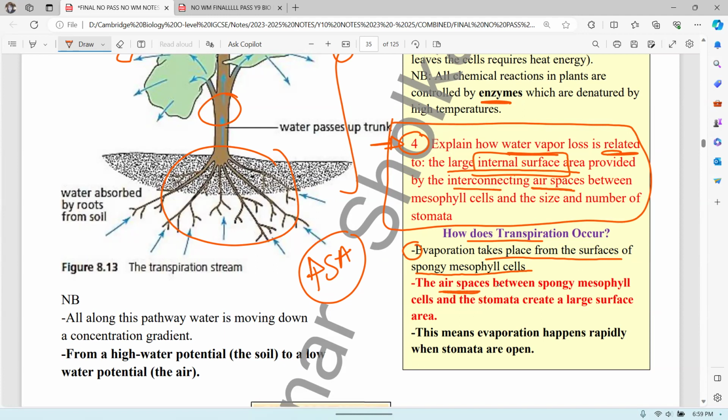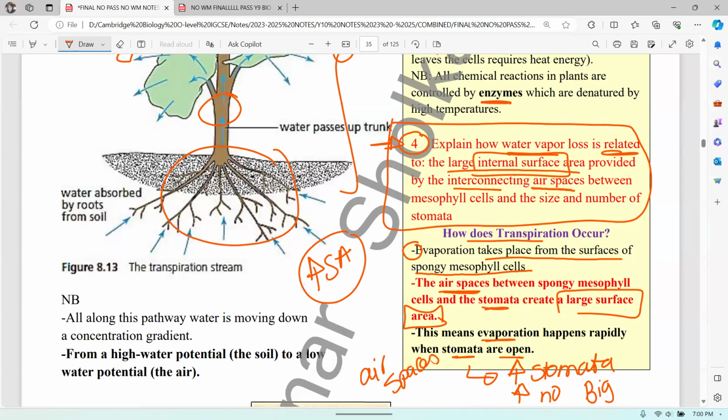The air spaces between the spongy mesophyll cells and the stomata create a large surface area. This means that evaporation happens rapidly when stomata are open. Not only when they are open, you can add that: when I have more stomata, when they are more in number, when they are big in size, and when there are more air spaces. All this increases the surface area, increasing the rate of transpiration.